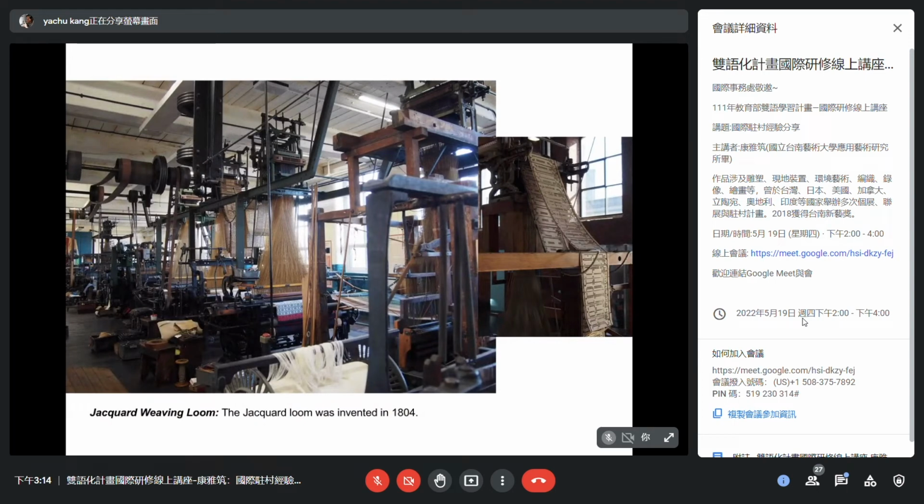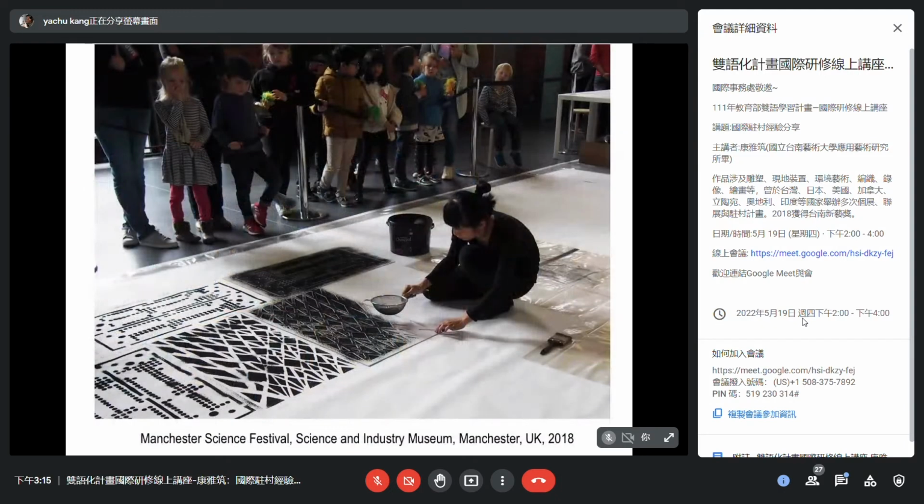I was doing a residency in the UK in Manchester, and I was inspired by their industry, history, and all these images I saw. This is a Jacquard loom. The old Jacquard loom actually used punching cards to create a pattern. So my pattern design relates to that. And this is a one-day event in the Science and Industry Museum.